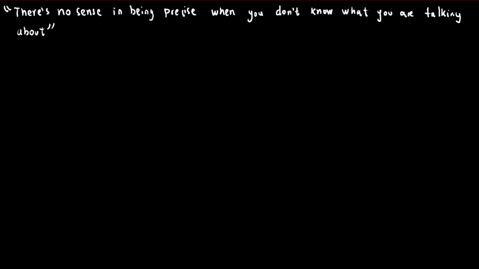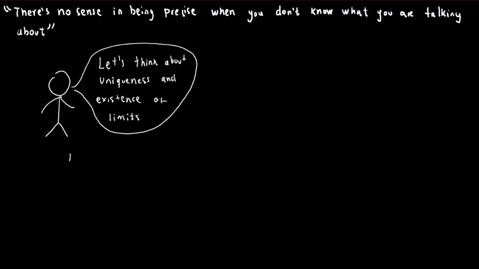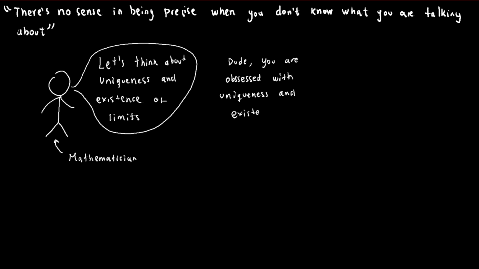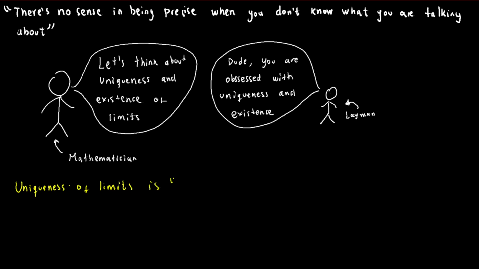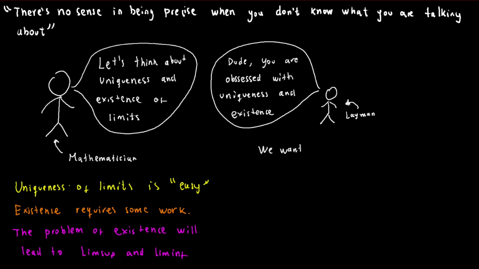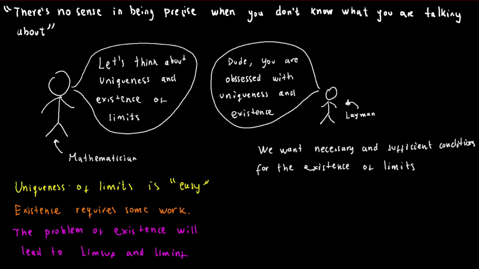Mathematicians have a knack for obsessing over the existence and uniqueness of things. When it comes to limits, uniqueness is a piece of cake, but existence, not so much. Today we are going to dive deep into the necessary and sufficient conditions for the existence of limits of real numbers, which will inevitably lead us to the concept of limit superior and limit inferior. Buckle up, folks, and let's get started.